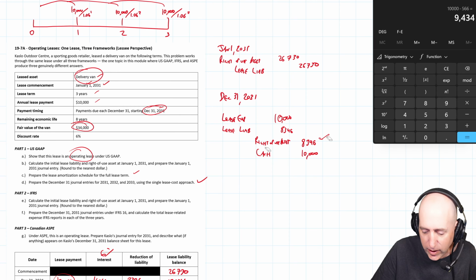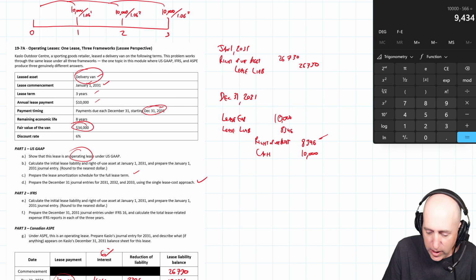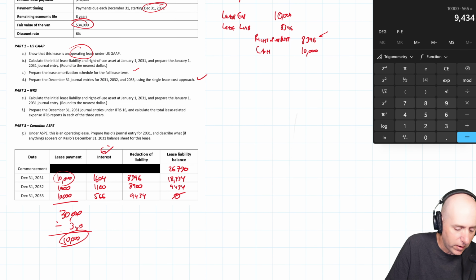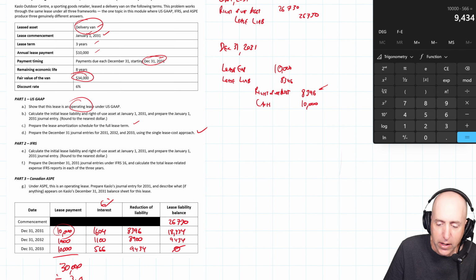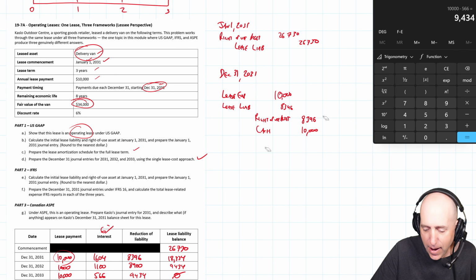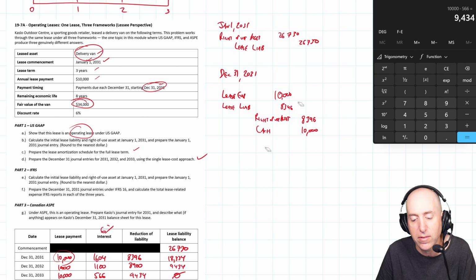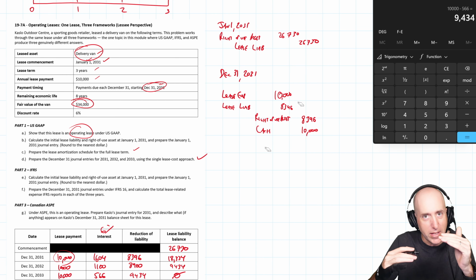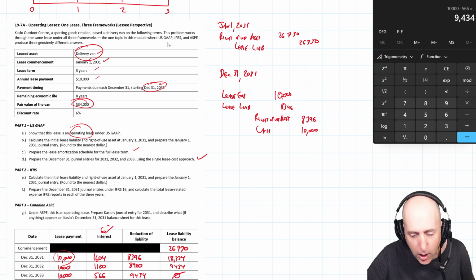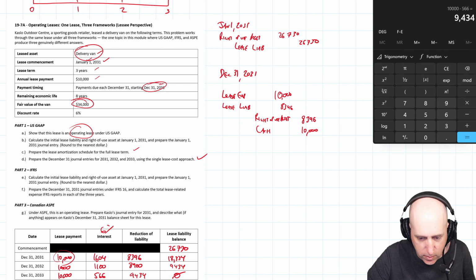It's a balancing, like in terms of the journal entry, it's a plug number, right? We have the cash amount. We know that for sure. We know the reduction of lease liability amount. We have the lease expense from here. The right of use asset is a plug. Now, it happens in this question, it's always going to match the lease liability. But again, if we have uneven payments, that amount's going to be different. Okay, so that was the 2031.